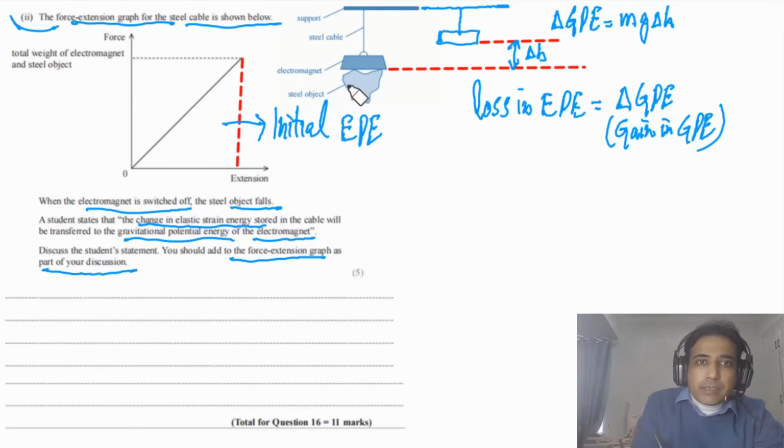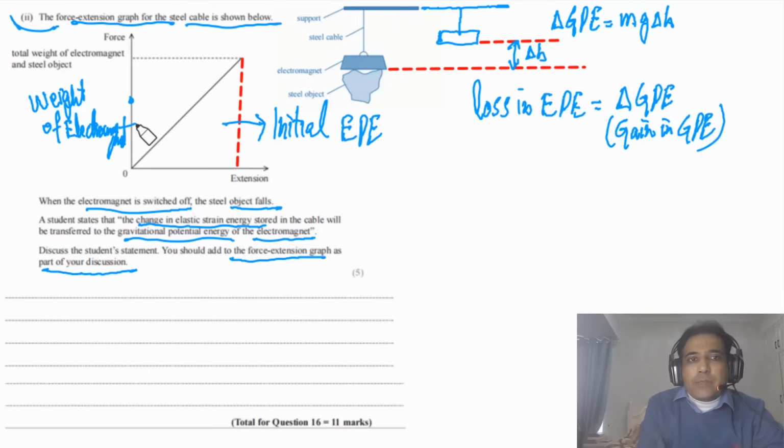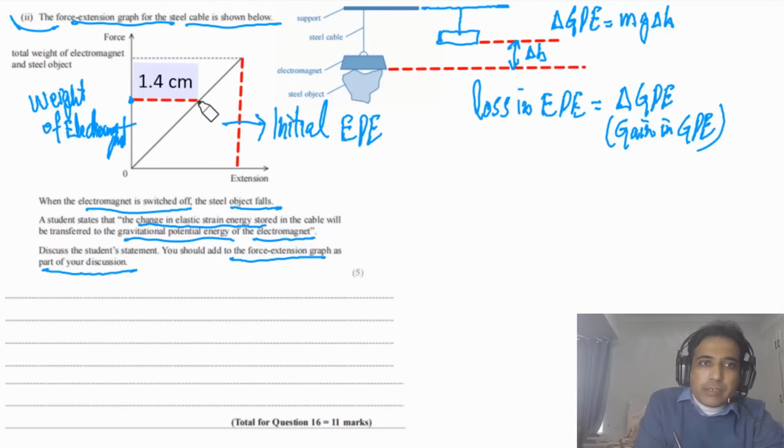Now it is given to us this steel object falls. When this steel object falls, then only the weight of the electromagnet is acting downwards, so that is equal to the tension in the string. We can take any point here, let's say at this point. So this is representing the weight of the electromagnet. We can also draw one dotted line here.